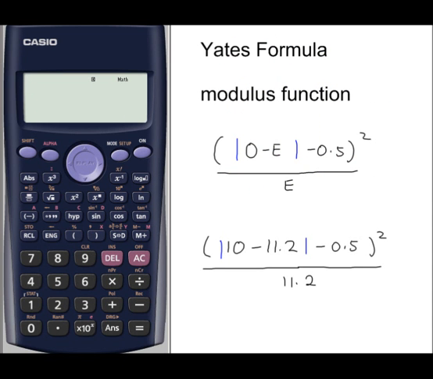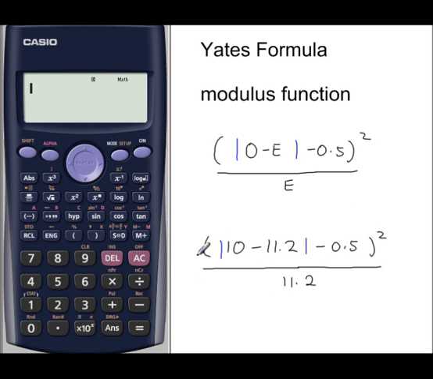Using the calculator with Yates's formula. In Yates's formula you have these two vertical lines, which represent the absolute value of something, or the modulus of something, the magnitude of something. To use this formula in calculations, your calculator must be in its natural display mode first. So shift 9 3 equals, press the AC key, that's now reset.